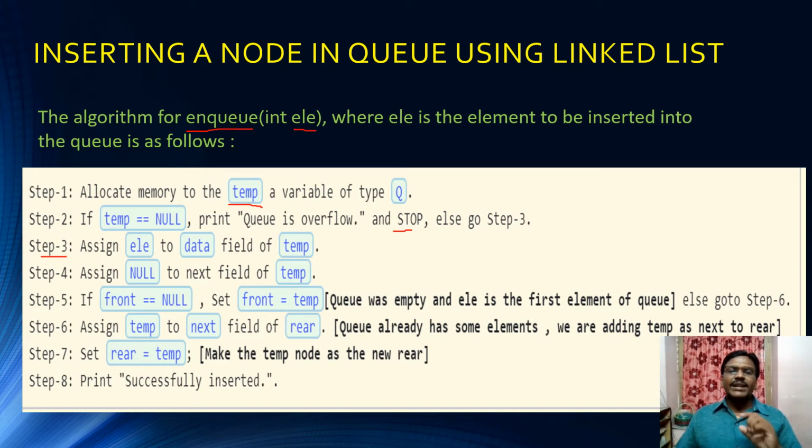Then if front equal to null, it means it is the first time, there is no node in the queue, then set front equal to temp. So temp is the front. Otherwise, assign temp to the next field of rear. Then set rear equal to temp. Now the temp memory location is assigned to rear. Then print successfully inserted. This was the algorithm of how it works.